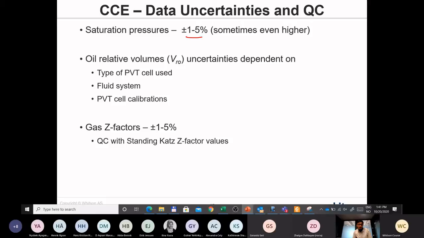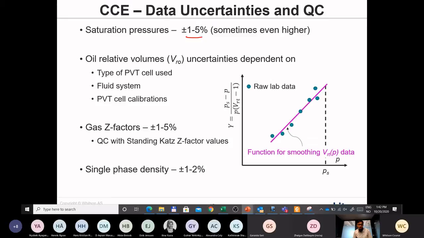And the gas Z factors, yeah, plus or minus 1 to 5%, and we already have seen how you can QC the gas Z factors in the exercise we did yesterday using the Standing-Katz Z factor values. Single phase densities, usually plus or minus 1 to 2%. We expect that error. And this is also something you sometimes see in the PVT report, that they report this Y function. So this is just showing what the Y function actually is.